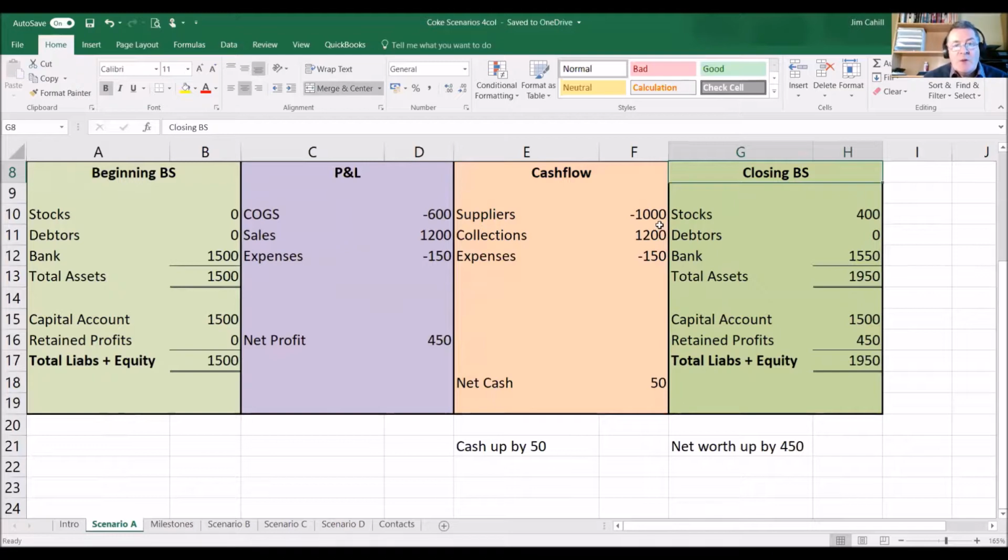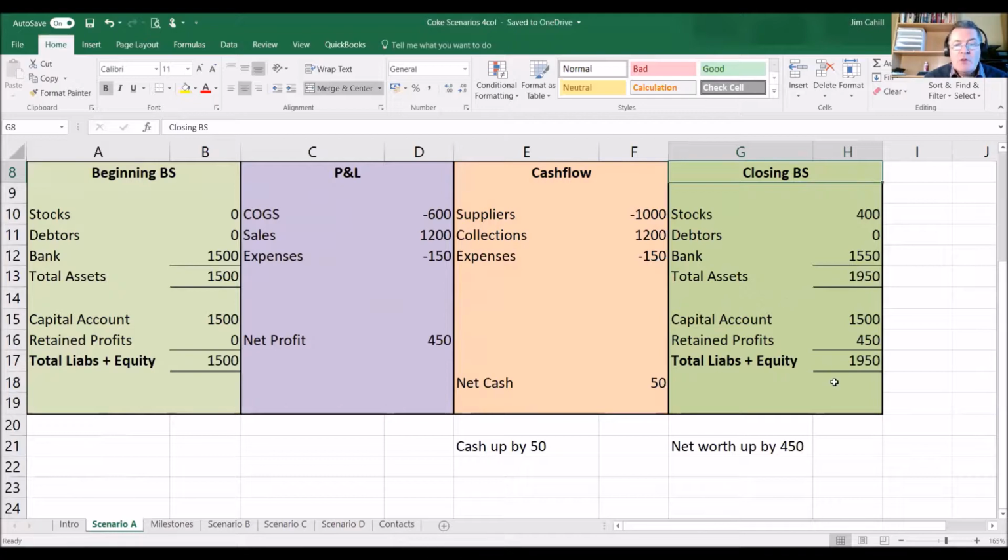Now we look at what happened with cash. He sold, so he collected 1,200 euros. We assume that everybody paid him. Before that, he paid out the suppliers 1,000 and he paid out the 150. So Anthony's cash is up 50.